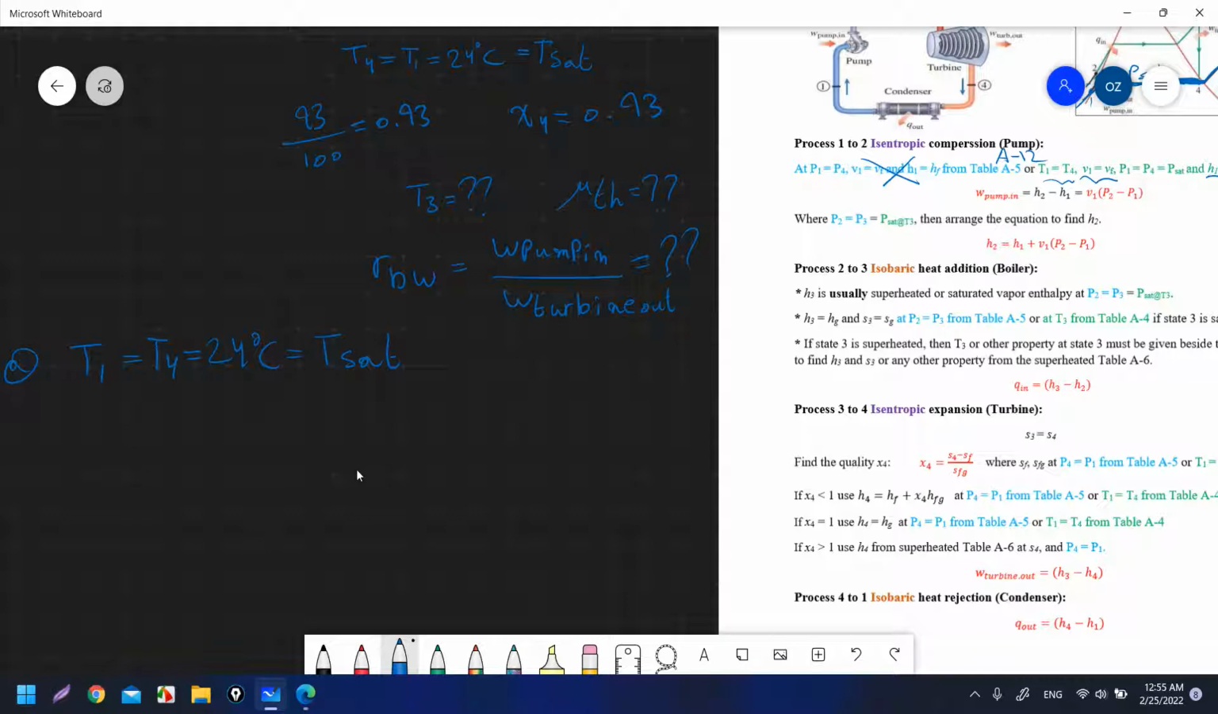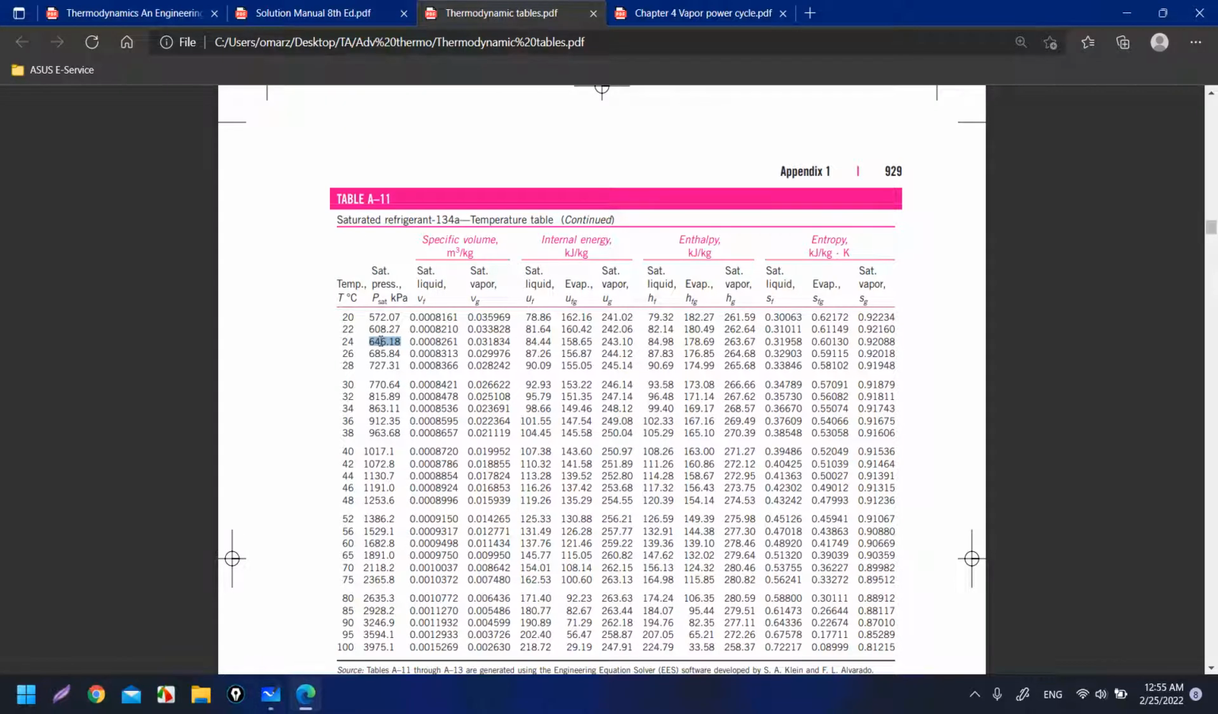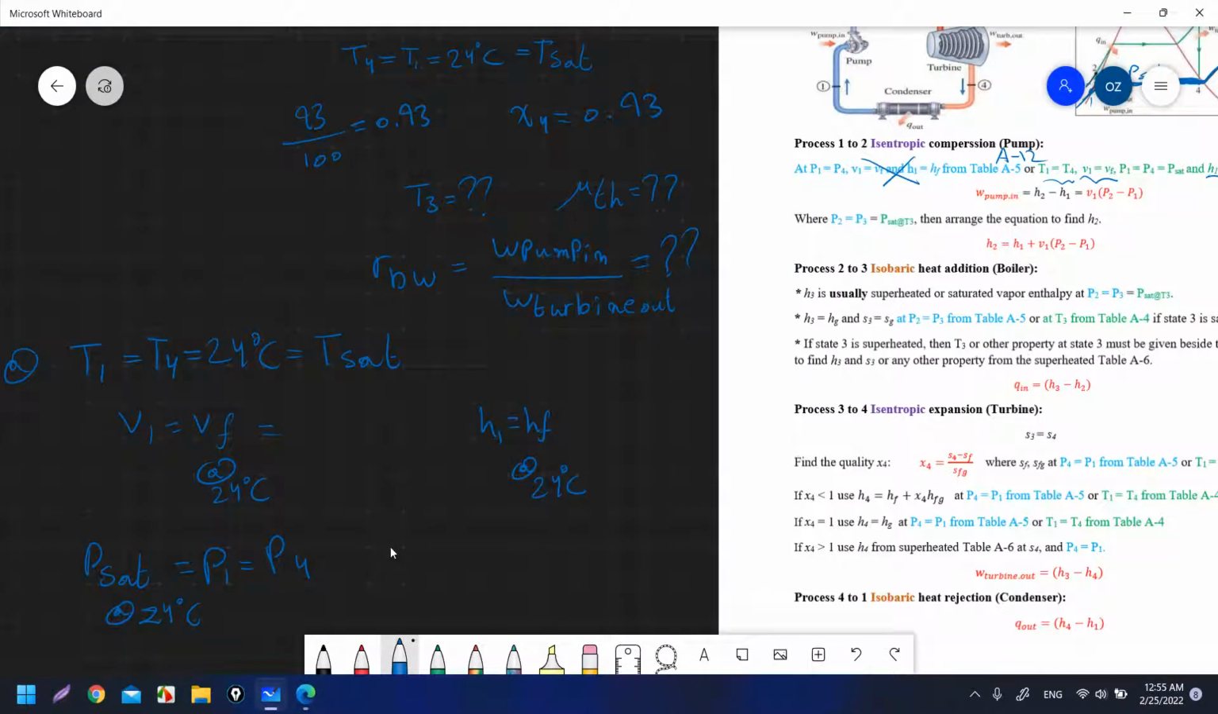T set, okay, and we find that V1 equal to Vf. I want to find V1 equal to Vf at this temperature, 24 degrees Celsius. Also, we want to find that H1 equal to Hf at this temperature, 24 degrees Celsius. Also P set at the saturation temperature, which is 24 degrees Celsius. We will have P1, which is equal also to P4.